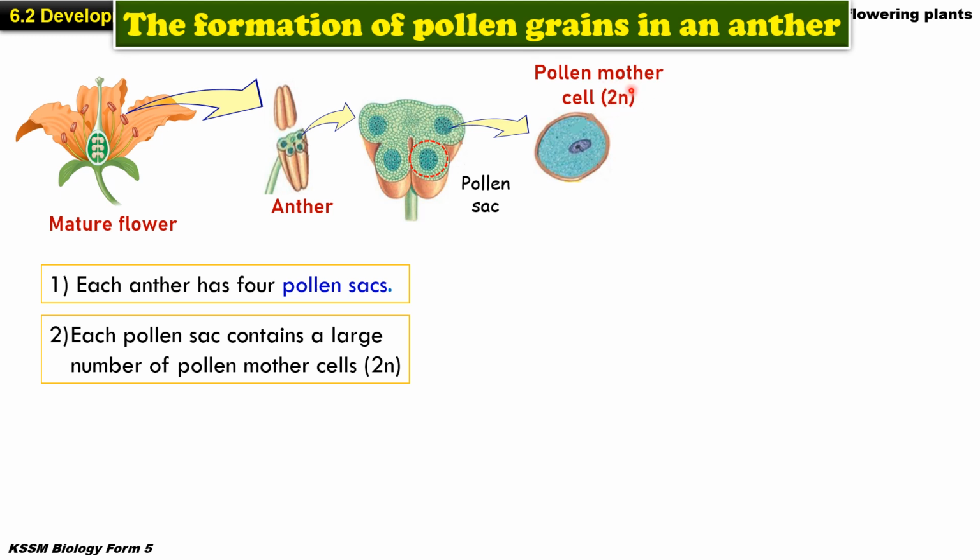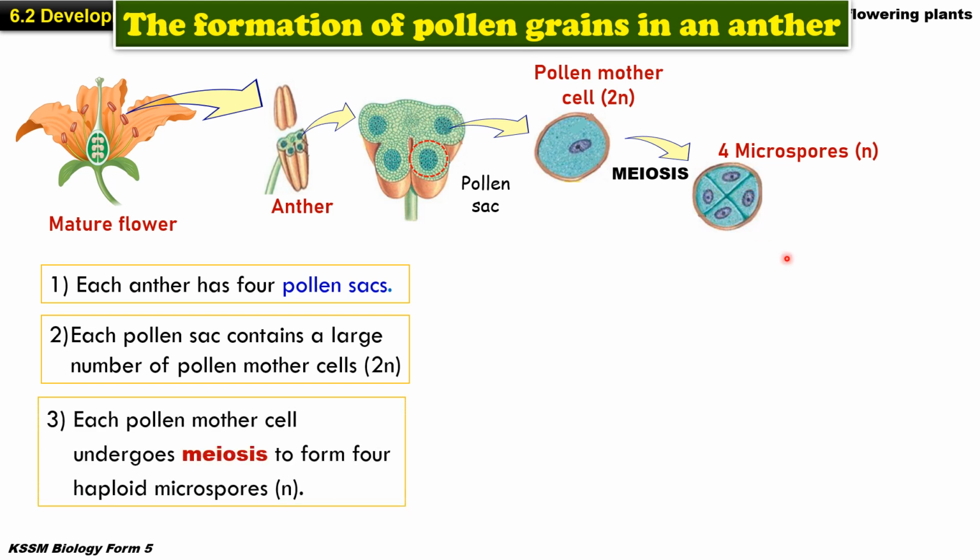Okay, awak lukis. Awak cuba tengok. Bila awak lukis pollen mother cell ni, dia ada berapa nucleus? Satu saja. This one. Okay. So, tulis 2N. Kenapa kena tulis 2N? Because this will help you to understand the formation by mitosis and meiosis later. Okay. So, this pollen mother cell, okay, what will happen?